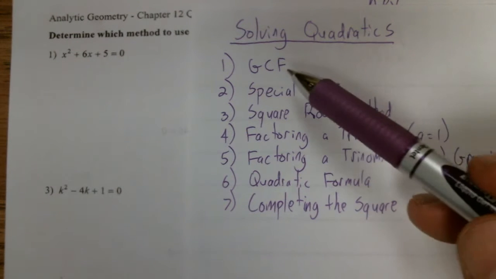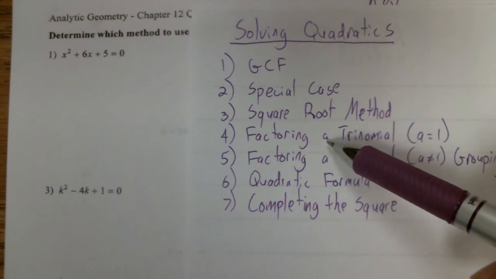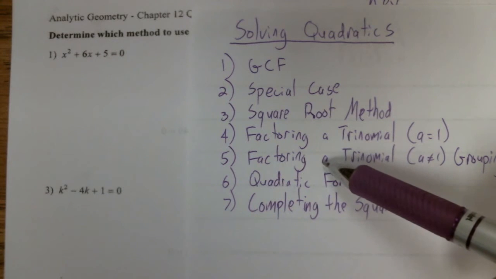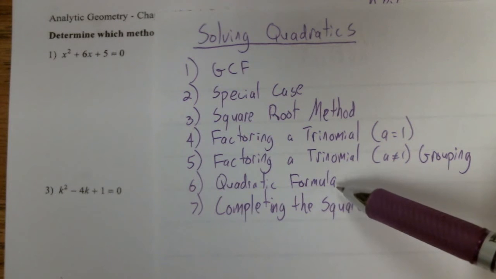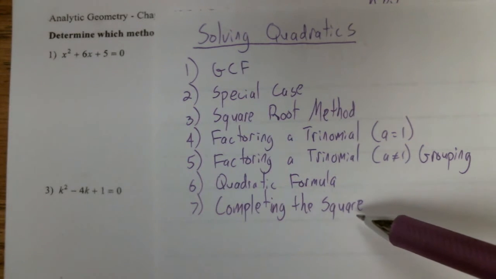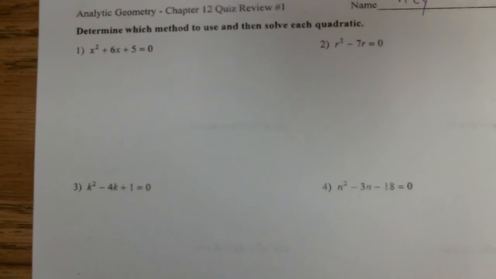So just to refresh our memory, number 1 is the GCF method. Then we have special case, square root method, factoring a trinomial where a is 1, factoring a trinomial where a is not 1, where we do the curtain thing, the grouping. Number 6 is quadratic formula, and finally, in my opinion, the hardest of all the 7 is completing the square. All right, so let's jump right in here looking at number 1.